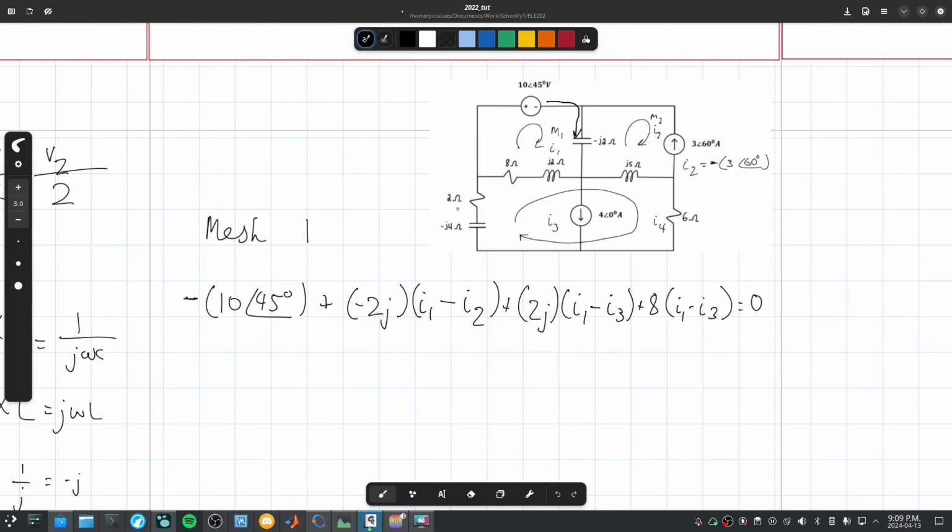Now let's do our second mesh. Actually, we don't even need to solve that, right? Because we already know. That's negative, let's put that into our calculator. Negative 3 with a phasor of 60. Remember to put these brackets here, because if you just put in your calculator negative 3 with a phasor of 60, it gets confused. You have to do negative with brackets 3 with a phasor of 60. It's dumb, but whatever. So I2 is equal to 3 with a phasor of negative 120.